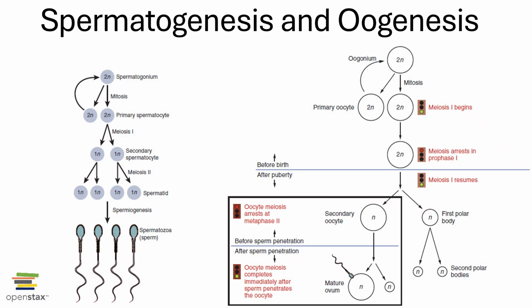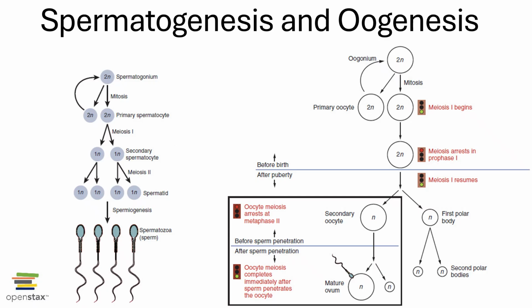In contrast to the four spermatids produced by spermatogenesis, only one functional ovum is produced by oogenesis. The other cells become polar bodies. Polar bodies remove excess chromosomes and eventually degenerate. So remember this contrast. 4 sperm are produced from each primary spermatocyte. Oogenesis only produces 1 ovum.